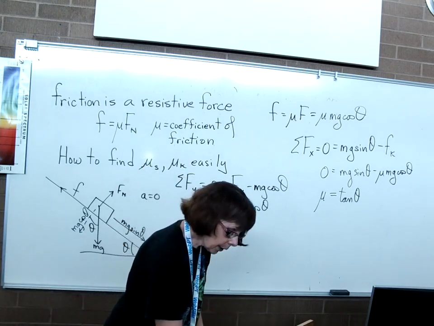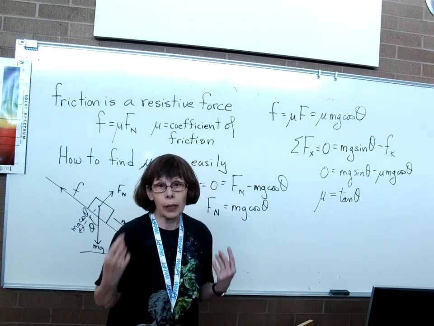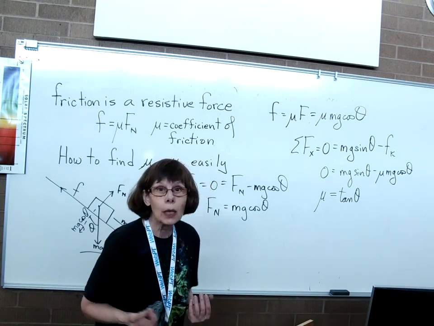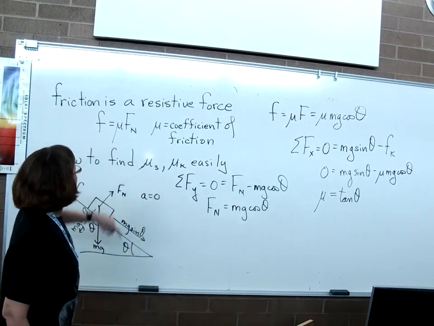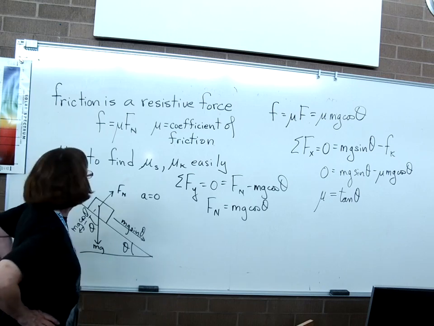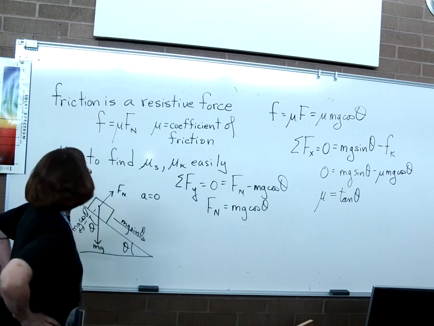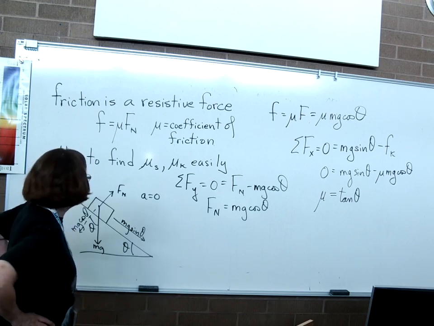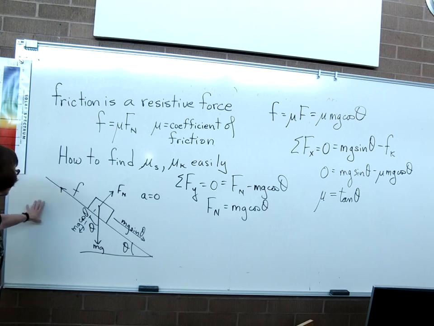And if you're very clever and careful, you can also get the kinetic coefficient of friction. So let's go through the math. Friction is a resistive force. Friction is equal to mu k times the normal force, where mu is the coefficient of friction. And we want to know how to find it easily. Well, let's look at the incline board here.